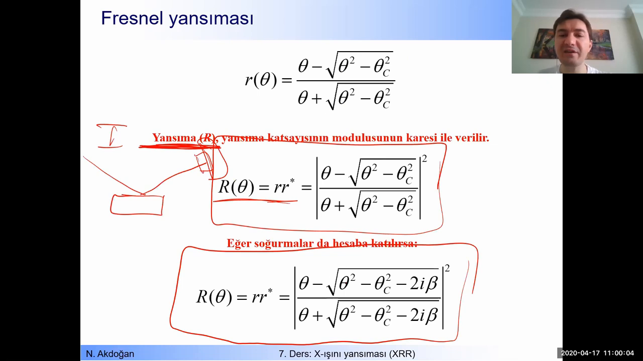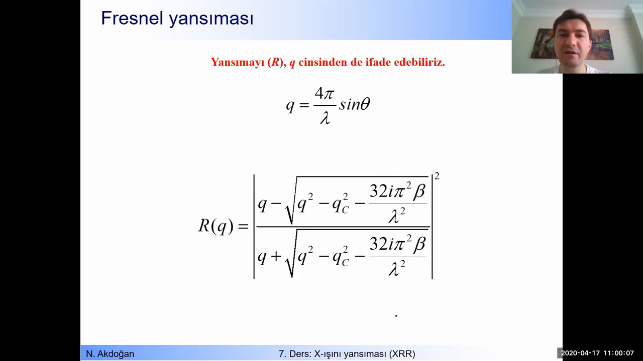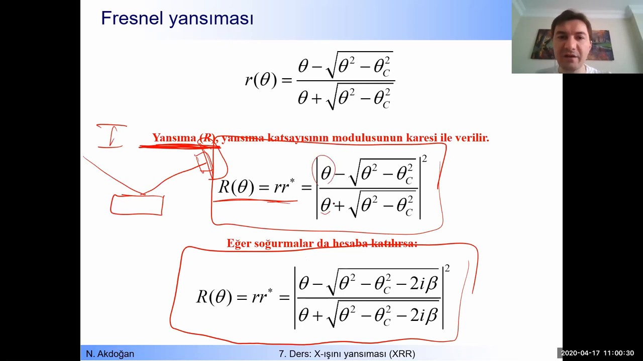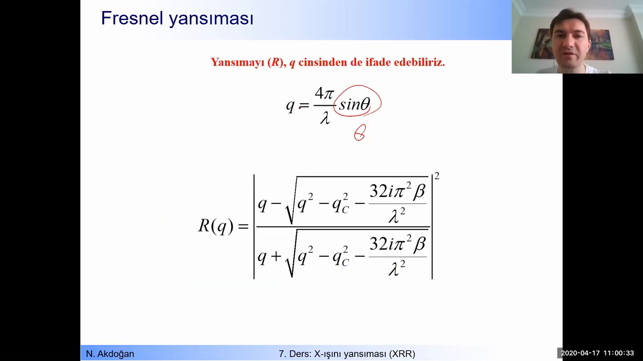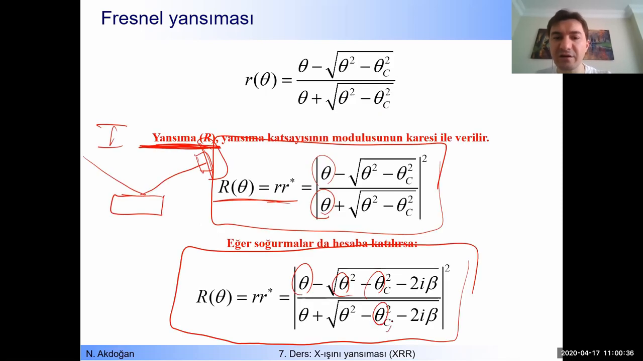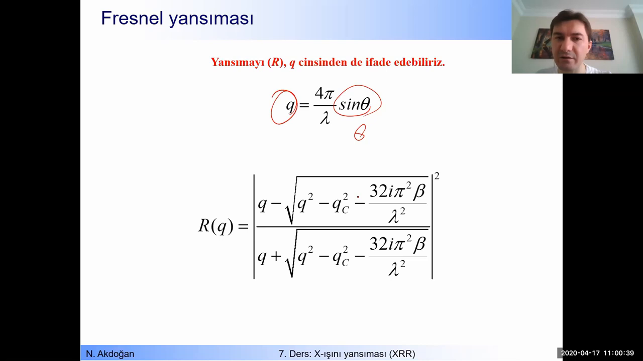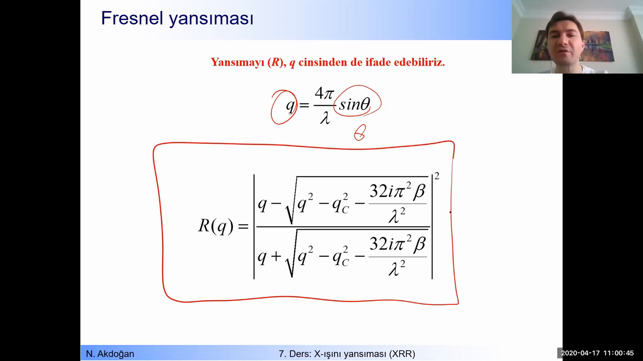So here we have theta, theta, theta, okay? Instead of theta, we can use Q within that expression. So Q, the scattering vector, is given by 4 pi over lambda times sinus theta, okay? For very small angles, instead of sinus theta, you can use theta. Then just replace all the theta here with Q, and instead of theta critical, just use Q critical. Okay, you can do that conversion. And finally, you have the expression for the reflection.